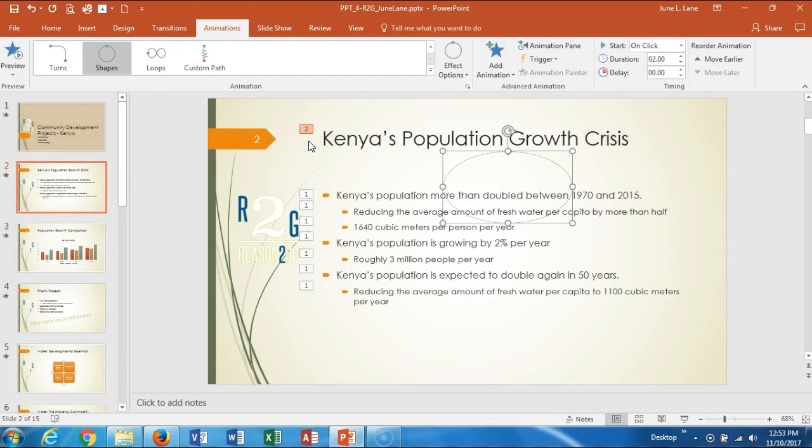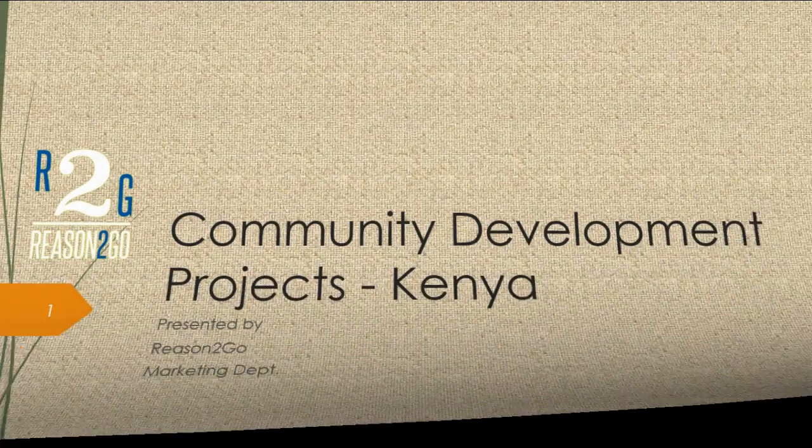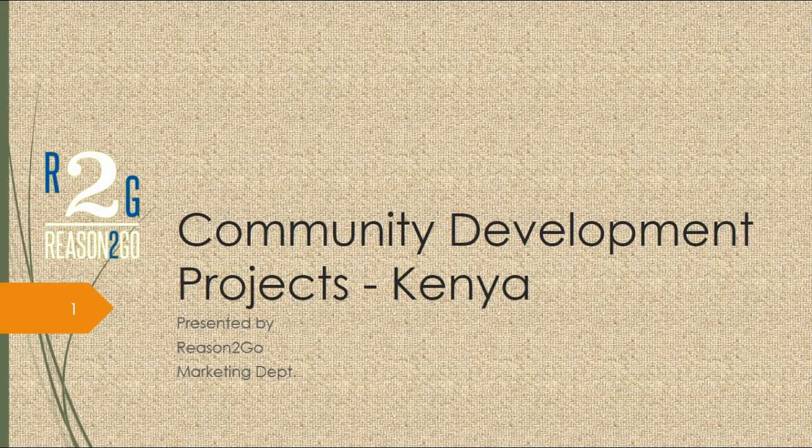Alright, we actually want it to be earlier. So we're going to click the Move Earlier button in the timing group. So let's go to the timing group, and we're going to say Move Earlier. Alright, now let's click From the Start for my slideshow tab. We'll say From Beginning. Alright, so there's my animation.